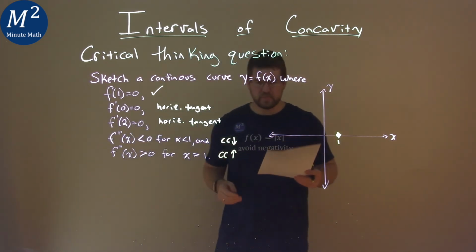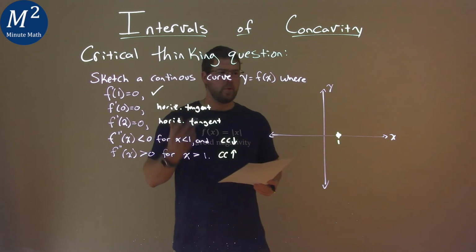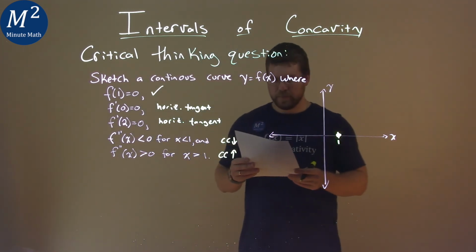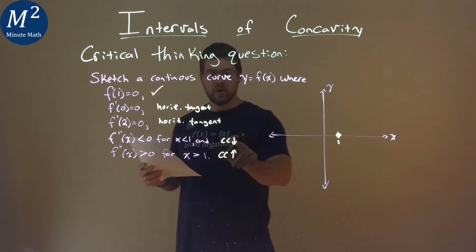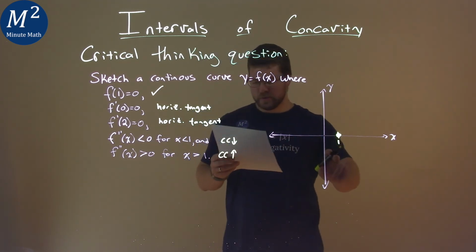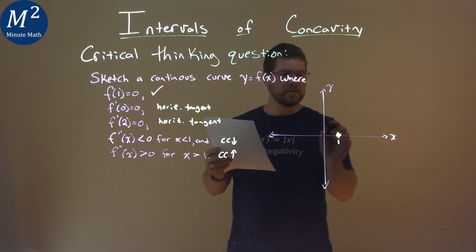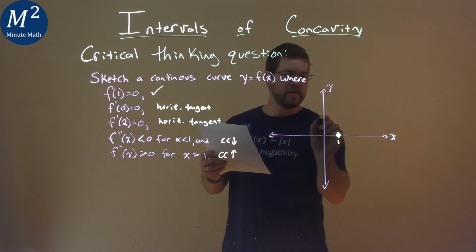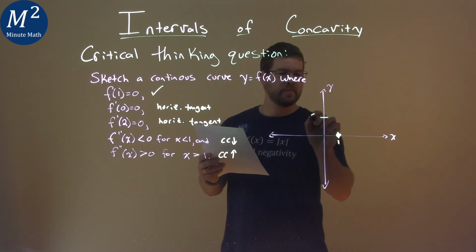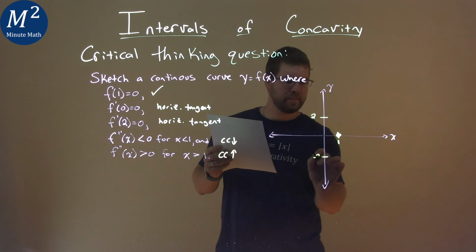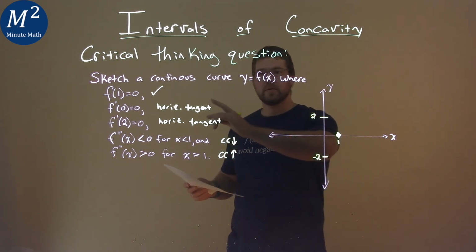Okay. So what's going on? Well, we have a horizontal tangent, right, at 0 and at 2. But we're concave down from negative infinity all the way to 1 right here. And that's going to be our point of inflection. So watch this. I'm going to pick a point. I'll put it up here. I'll say, let's call that 2. And then let's call down here negative 2. Okay. So we have a continuous function. It has to be continuous forever.